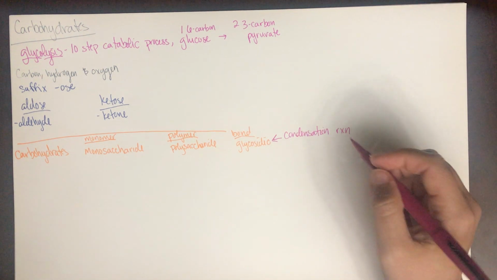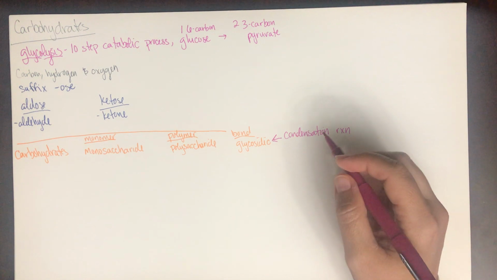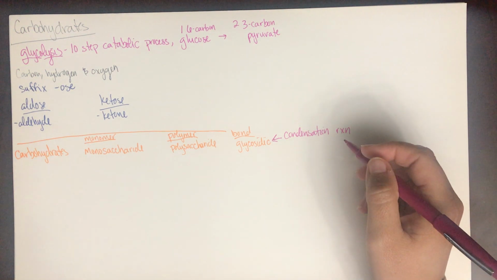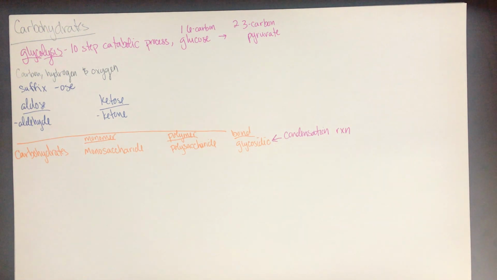So this formation, this condensation reaction, the opposite of that would be hydrolysis, where we are breaking a glycosidic bond. That would be controlled by enzymes. So then there are some examples of common dimers, disaccharides, and their connections.